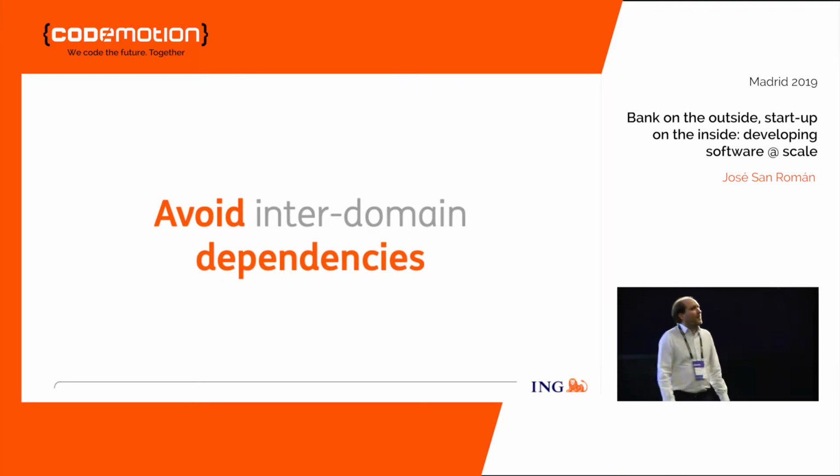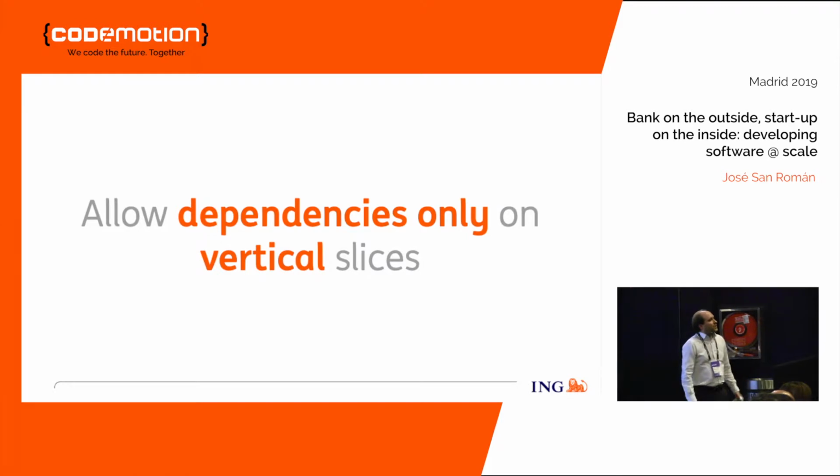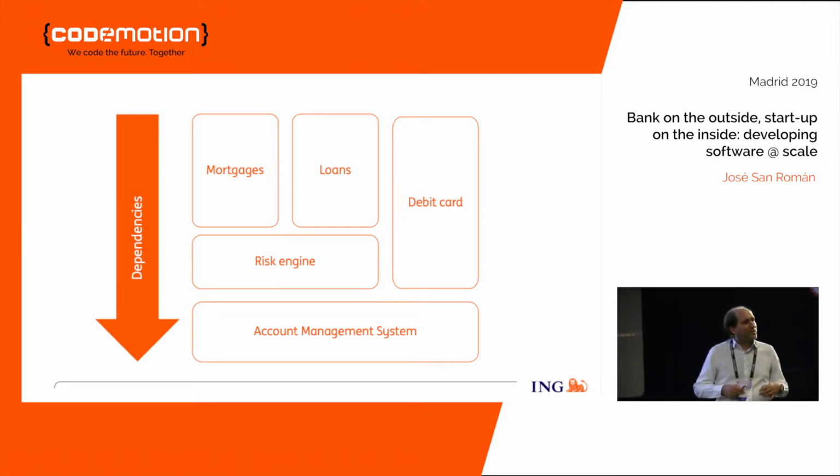But if you have dependencies, okay, try to avoid inter-domain dependencies. Mortgages shouldn't depend on loans or on cards. Those are inter-domain. Allow only vertical dependencies. The mortgage depends on the risk engine and the account management system, and not in a horizontal way. Because horizontal dependencies will bring you a lot of complexity, and you won't be able to deal with that complexity later on. So dependencies should always go in a vertical way. I'm coming again to the horizontal and vertical mindset I was talking about.